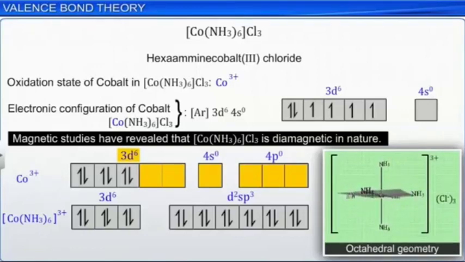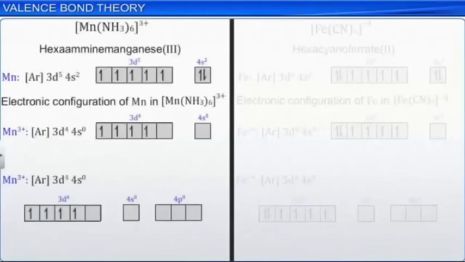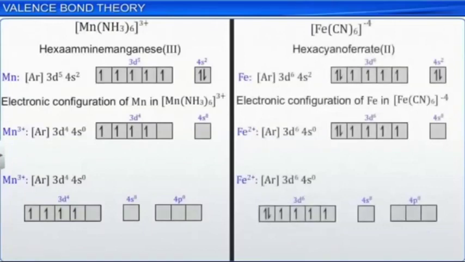Similarly, in the case of complex ions such as hexaamminemanganese(III) or hexacyanoferrate(II), pairing takes place contrary to Hund's rule, resulting in the formation of diamagnetic inner orbital complexes with d2sp3 hybridization.